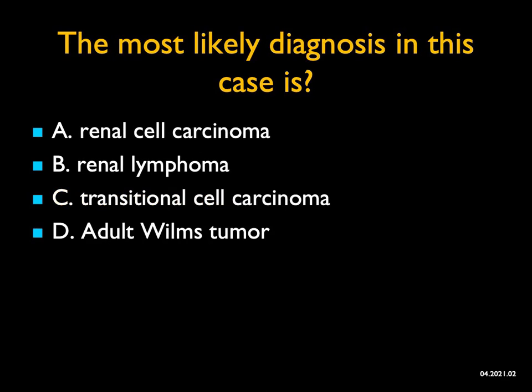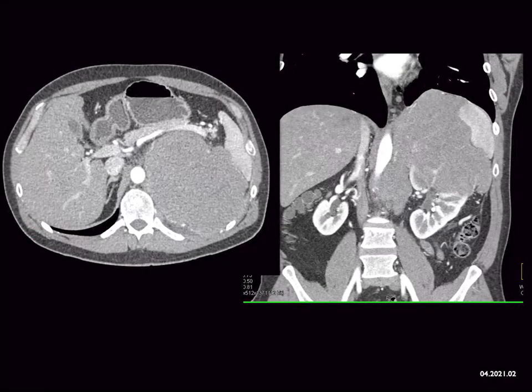The most likely diagnosis in this case is which of the following? Well, let's analyze the images. First of all, I see an infiltrating tumor which extends to the diaphragm, appears to involve the spleen, but is really mainly involving the patient's left kidney. So you can say, well, maybe that's a renal cell carcinoma.